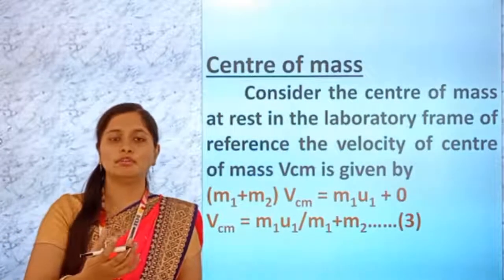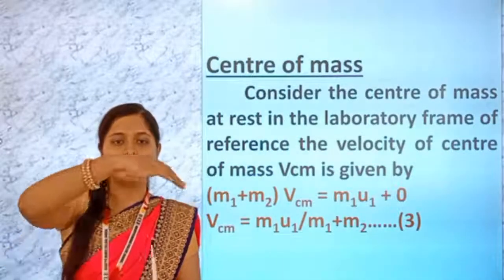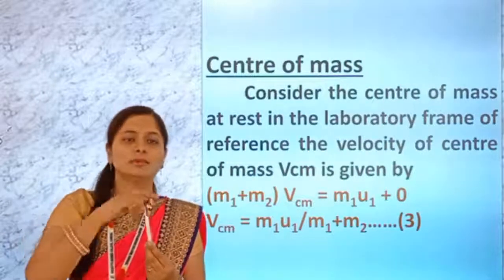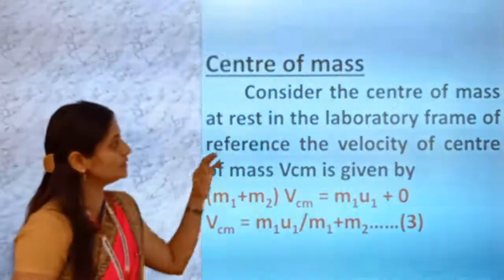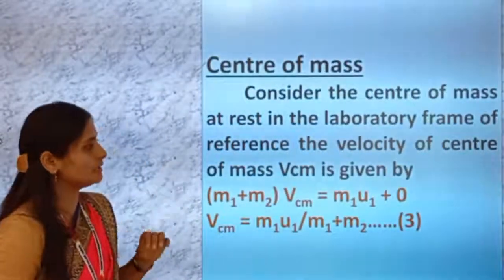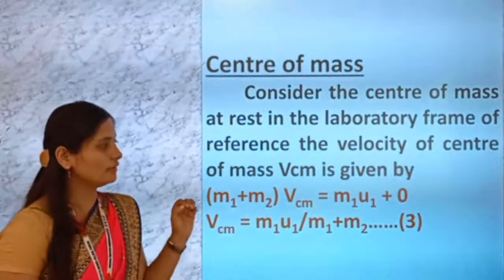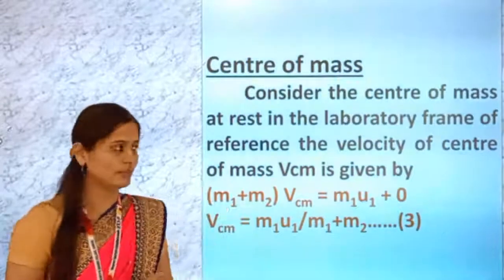The entire mass of all the particles is situated at only one point. Suppose the entire mass of all the particles is situated at one point, that is nothing but the center of mass. Next, consider the center of mass at rest in the laboratory frame of reference. The velocity of the center of mass VCM is given by.